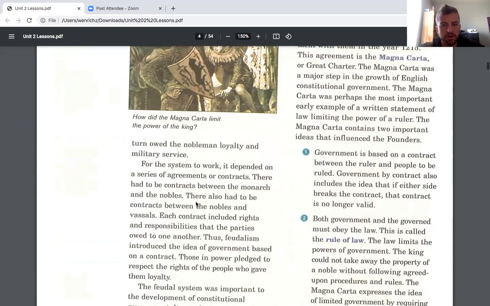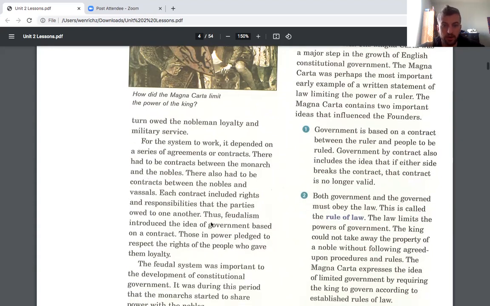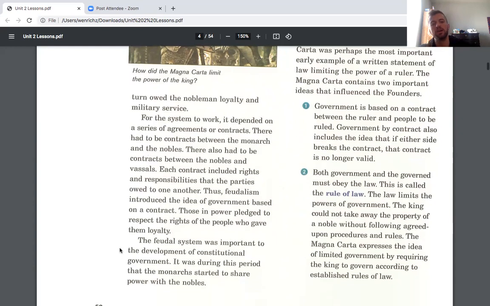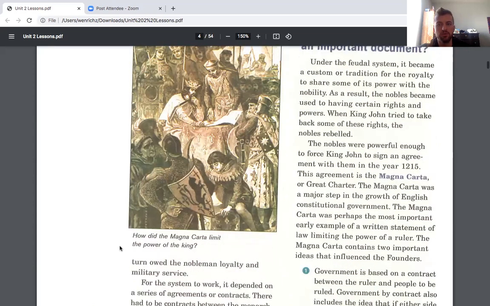For the system to work, it depended on a series of agreements or contracts. Social contracts. There had to be contracts between the monarch and the nobles. There also had to be contracts between the nobles and the vassals. Each contract included rights and responsibilities that the parties owed to one another. Thus, feudalism introduced the idea of government based on a contract. Those in power pledged to respect the rights of the people who gave them loyalty. The feudal system was important to the development of constitutional government. It was during this period that the monarchs started to share power with the nobles.